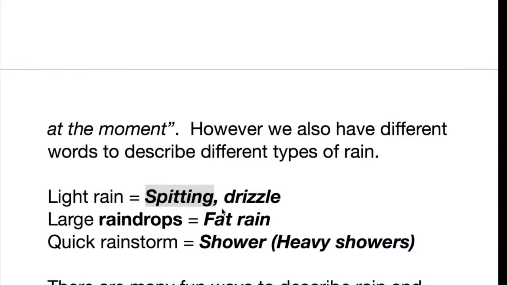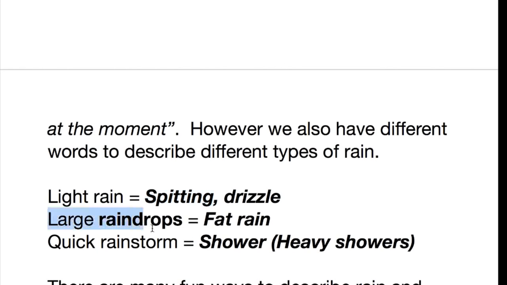Now drizzle tends to be the kind of light rain that really gets you wet. It's like when there's lots of rain, but it's very light, it's very fine, but there's lots of it. And so you go outside for a few minutes in drizzle and you come in and you're soaking wet through. That's more what drizzle is. Spitting is kind of very light and not very much of it.